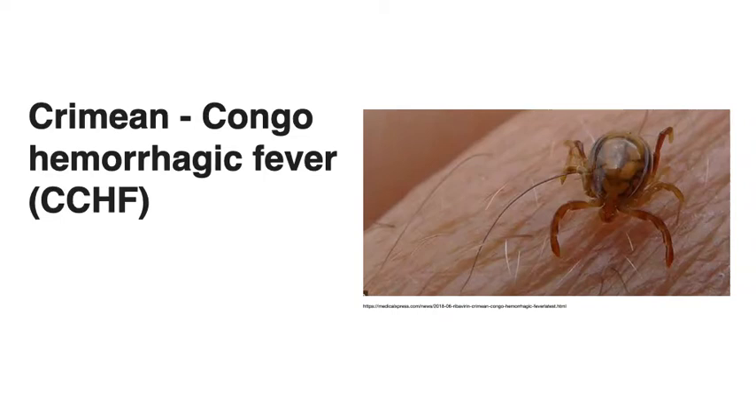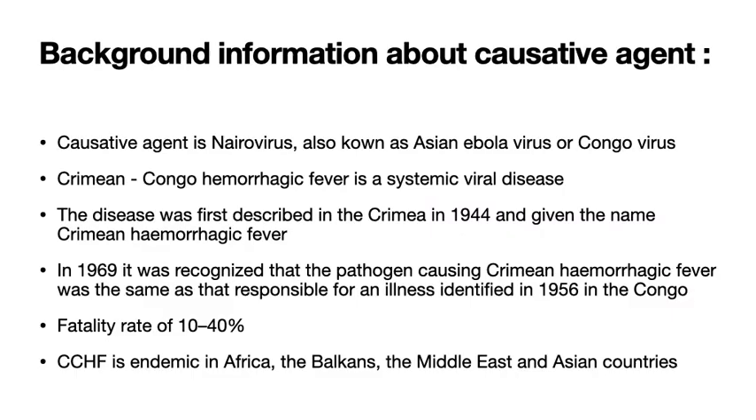Next, I'm going to talk about Crimean-Congo hemorrhagic fever, abbreviated as CCHF. As mentioned previously, Crimean-Congo hemorrhagic fever is a systemic viral disease, and its causative agent is the nairovirus, also known as Asian Ebola virus or Congo virus.